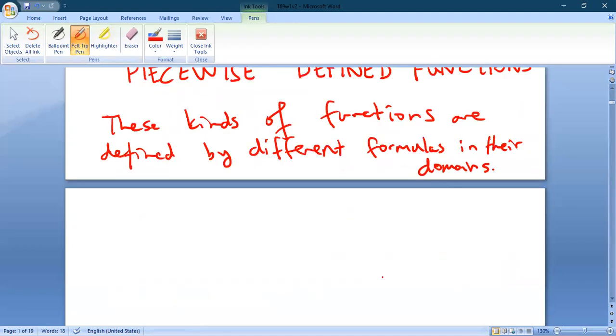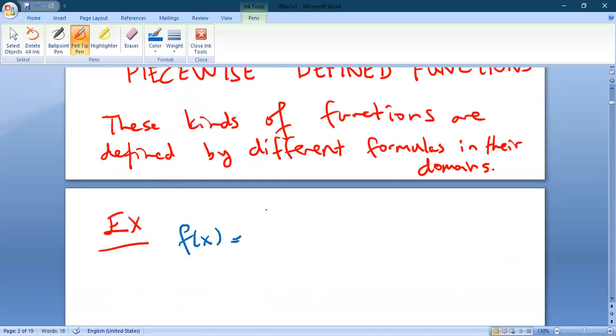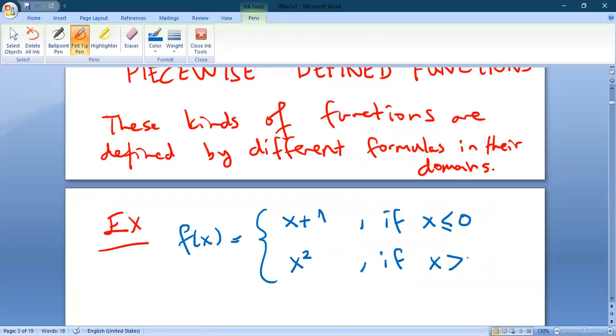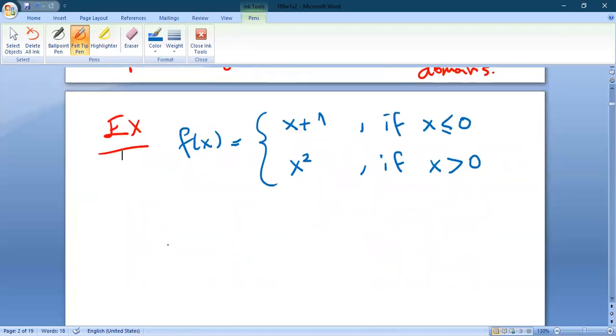Okay, so let me give you an example. So let's say we have some function like this. Let's say x plus 1 if x is less than or equal to 0, and let's say x squared if x is greater than 0. So if we sketch the graph of this function, we will see something like this.